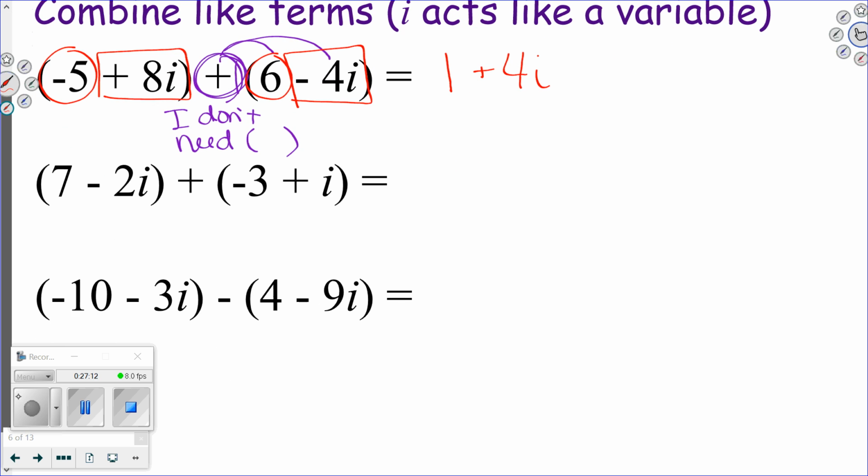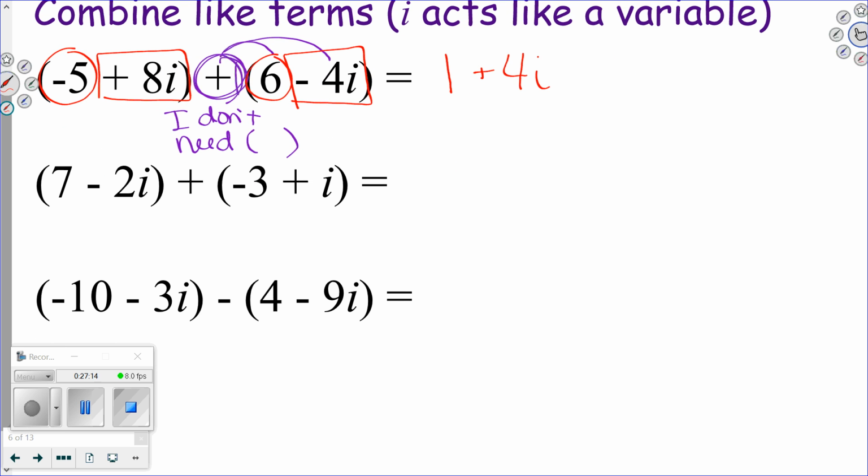So the next one down here, there's a plus sign. Do I care about parentheses if there's a plus sign in between? No, I don't care. It makes no bearing on my problem. So then I'm going to have 7 minus 3, which is 4. Then I have negative 2i plus i. Remember, that's like a 1 there. Yep, that unspoken 1. Negative 2 plus 1 is going to be negative 1i, or just negative i.